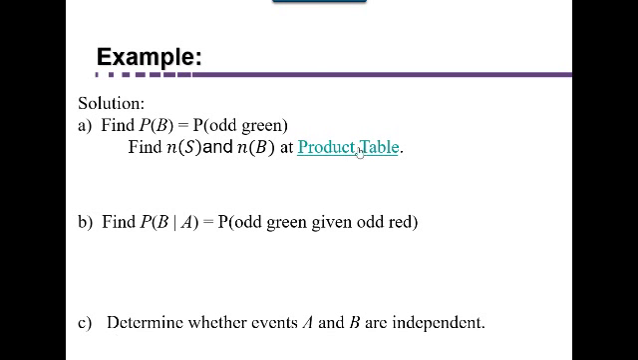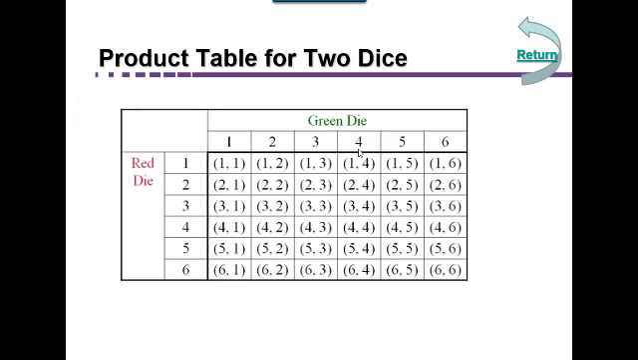All right, so we need to find the number of favorable outcomes, N of B, and the total number in the sample space. And remember, whenever we have a problem involving two dice, I recommend using the product table. So we're going to look at the product table and look for the probability of getting an odd green by counting the number of ways to get an odd green and then dividing by the total in the sample space. So here's our product table.